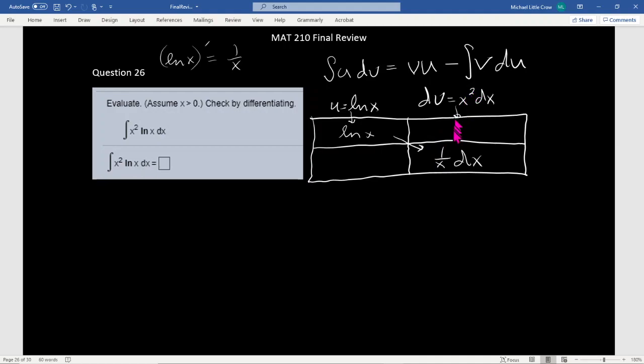And so I add 1 to the exponent. I get x to the third, and then I have to divide by that. Now it is getting a little bit worse, but you're going to see we're going to be okay. It's really going to be okay.